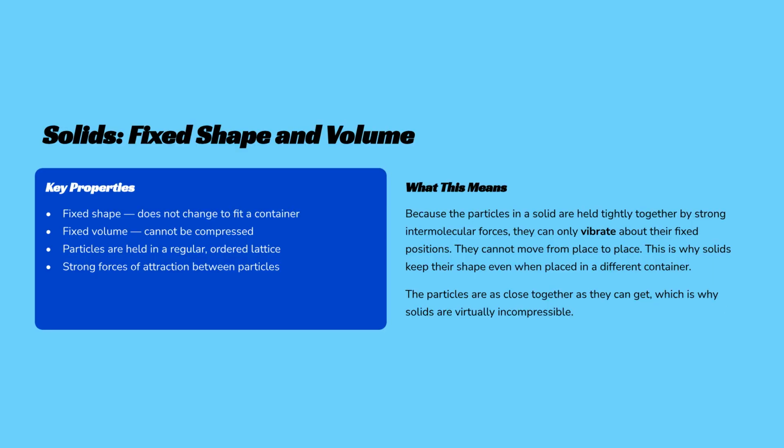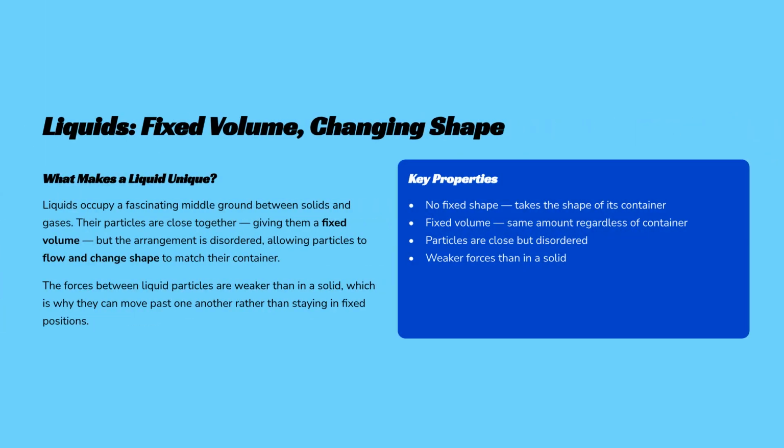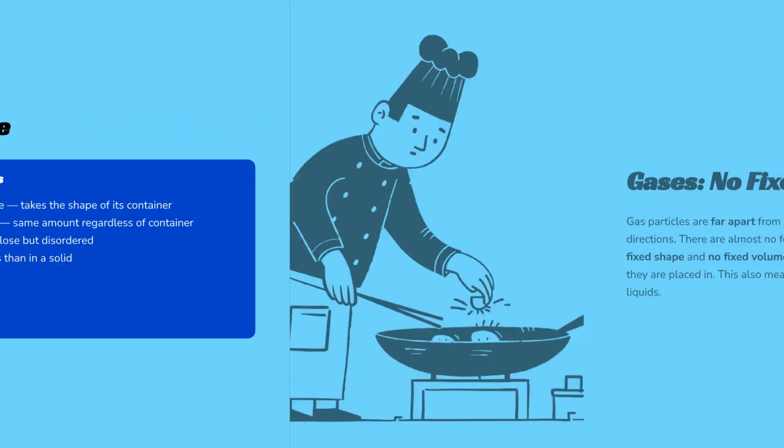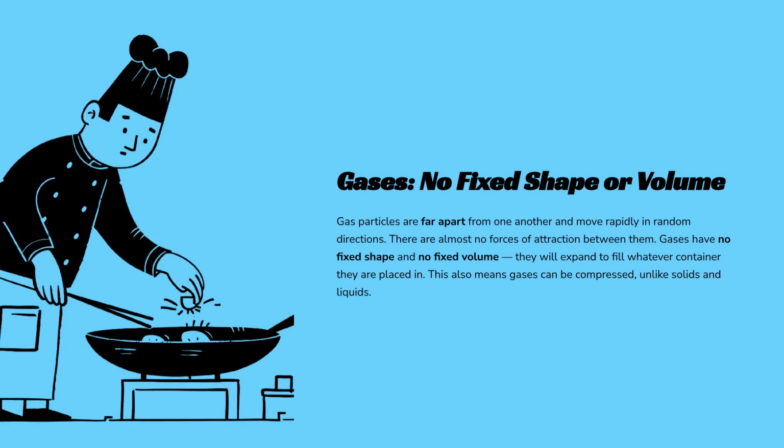Solids have a fixed shape and volume because particles are held in a strong lattice. They can only vibrate in place and are effectively incompressible. Liquids have a fixed volume but no fixed shape, taking the form of their container. Their particles have weaker forces than solids, allowing them to flow and slide past each other. Gases have no fixed shape or volume and are highly compressible. Their particles are far apart with almost no forces of attraction, moving rapidly in random directions.